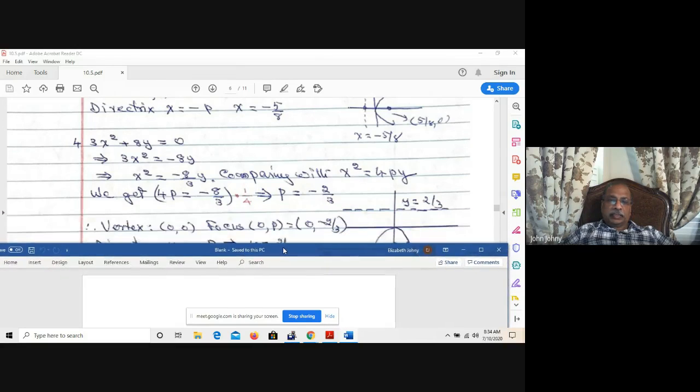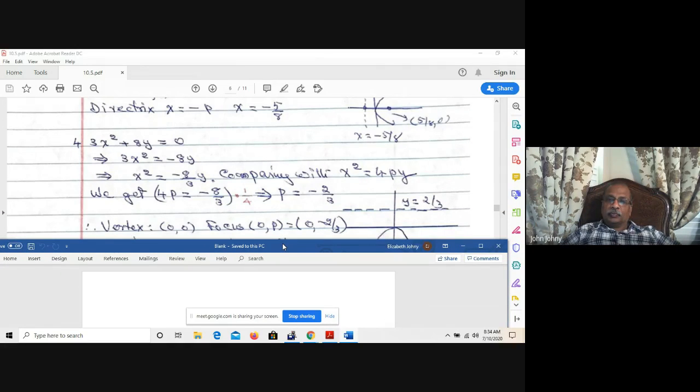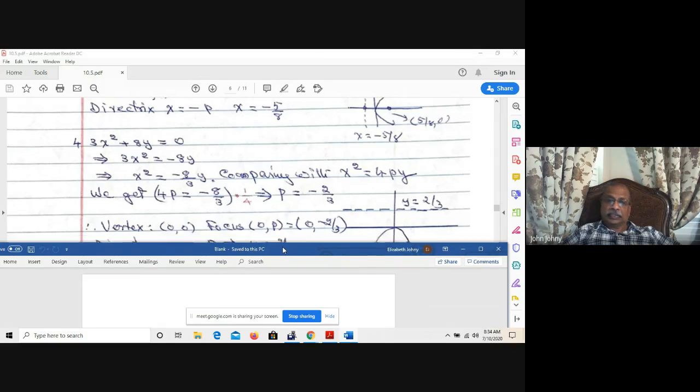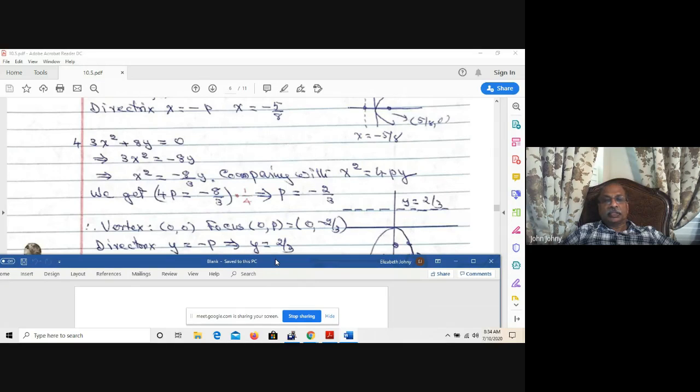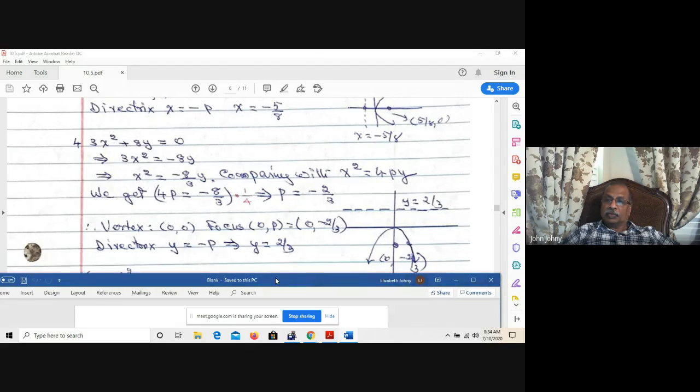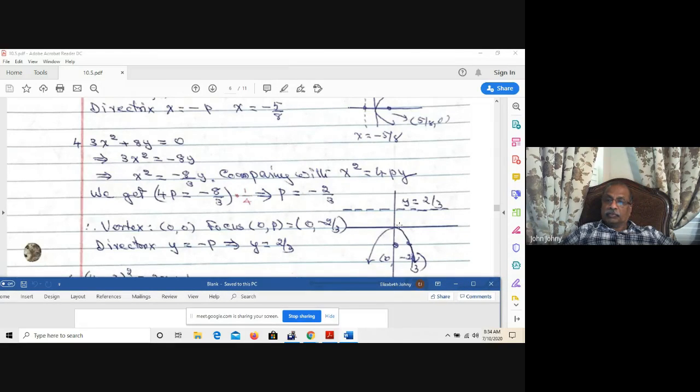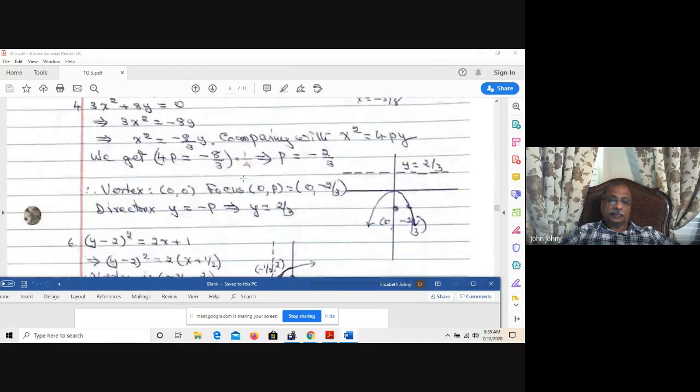Okay, now let us start. Vertex is (0, 0). Focus is (0, p), that is (0, negative 2 over 3). Directrix is y is equal to negative p, that is y is equal to the opposite of negative 2 over 3, that is y is equal to 2 over 3. So it is concave down. And here is the x-axis. That vertex is (0, 0), and focus is (0, negative 2 over 3). Directrix is y is equal to 2 over 3.